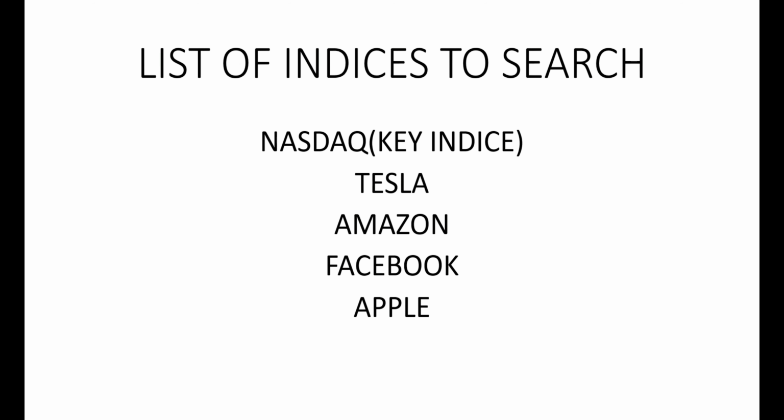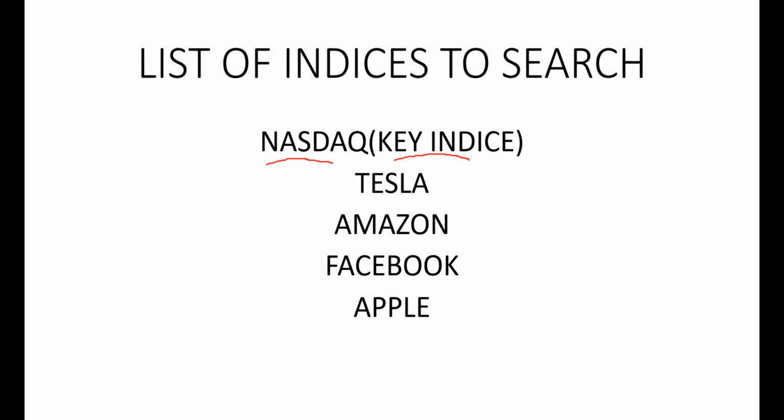Okay, as you can see, we've got 5 things here. We've got our Nasdaq. As you can see, I wrote key on this because this one is the leader of everything, because we're trading Nasdaq, right? So we've got Tesla, Amazon, Facebook, and Apple, as you can see down there. So these are the things that you have to search on the app.